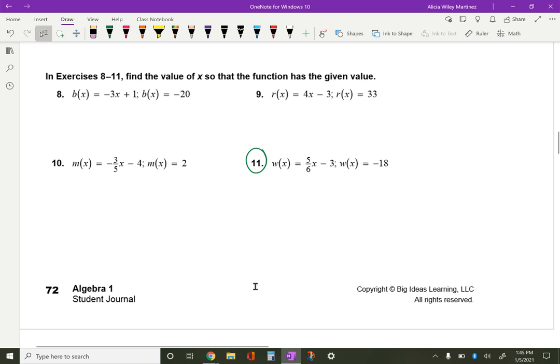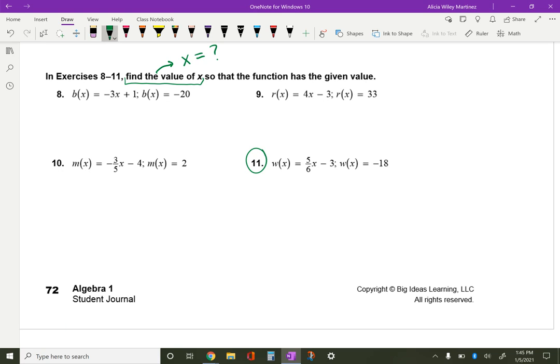What's different about these problems is in the directions it says find the value of x so that the function has the given value. Well, what does that mean? Just think about it as this. I want to find the value of x. So my goal here is to figure out what does x equal. So at the end of the problem, I should have x equals some number value. And we can use Desmos to check our answer as well.